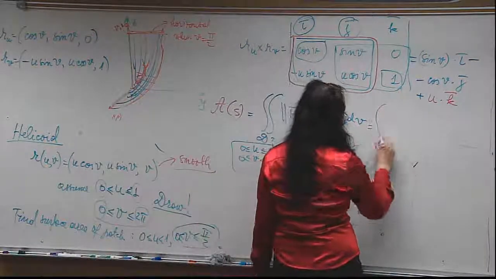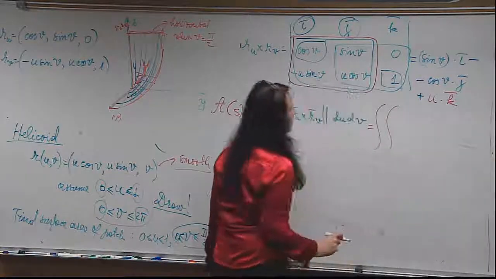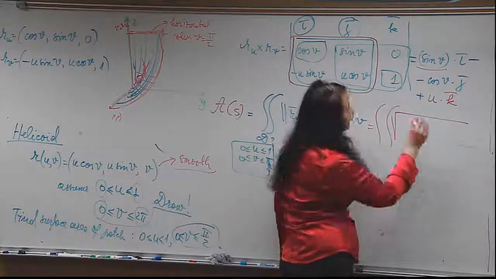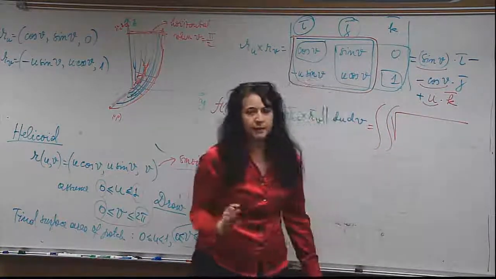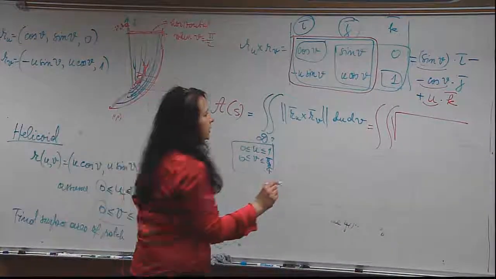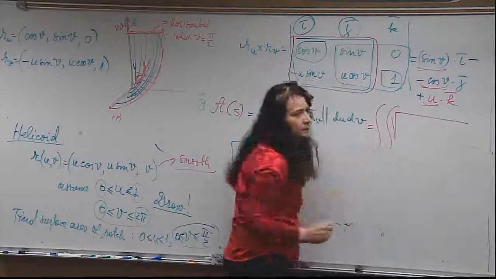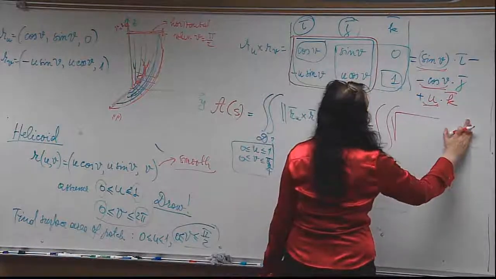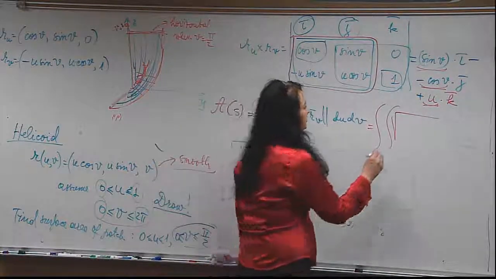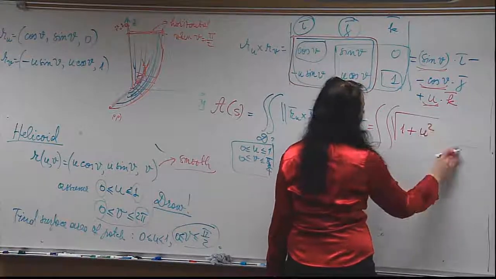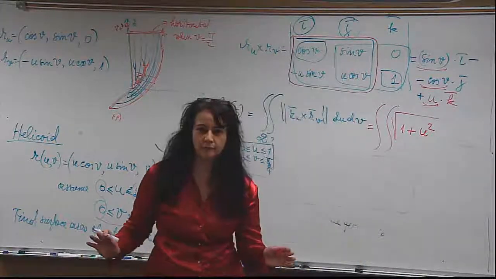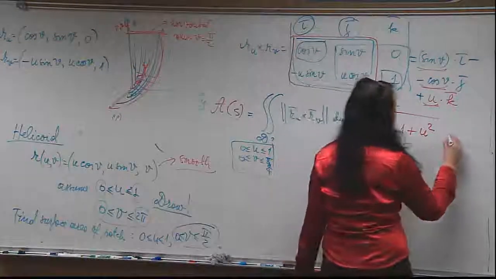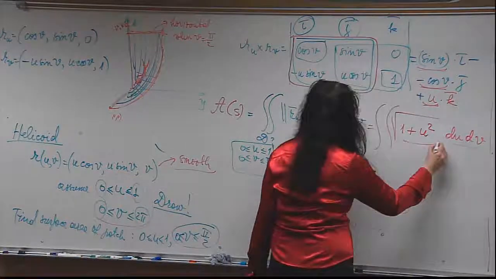You have to set up the integral, and that's going to be what? Square root of this one squared plus that one squared plus this one squared. Let's take our time. You take these three, square them, add them up, and put them under the square root. Is it hard? 1 plus u squared. Now, I don't have a Jacobian. This is du dv. The Jacobian is 1. So this is what I have.